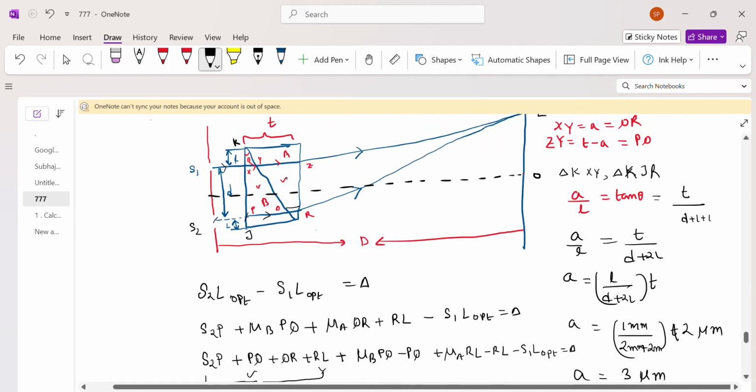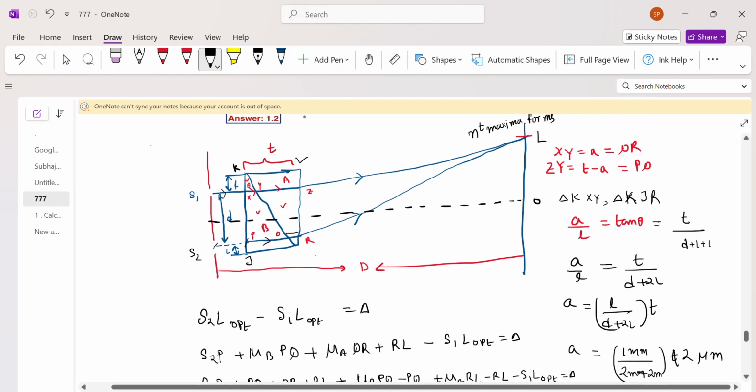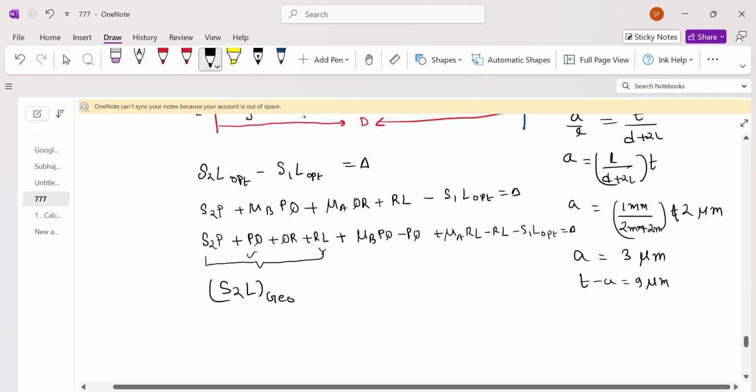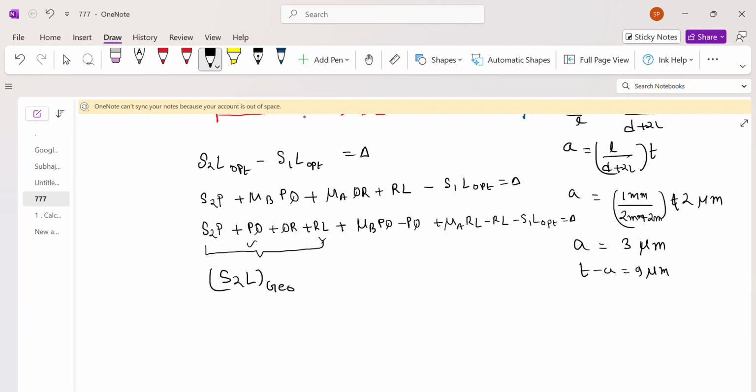Why is this geometrical? Because if this medium wouldn't have been there, and this entire thing is a vacuum, and if this theta angle is small, you can consider the bend over here. Then the light would travel through the vacuum and take exactly this path: S2P, then PQ, QR, then RL. So I am denoting that total path as S2L geometrical, because we will require this later.